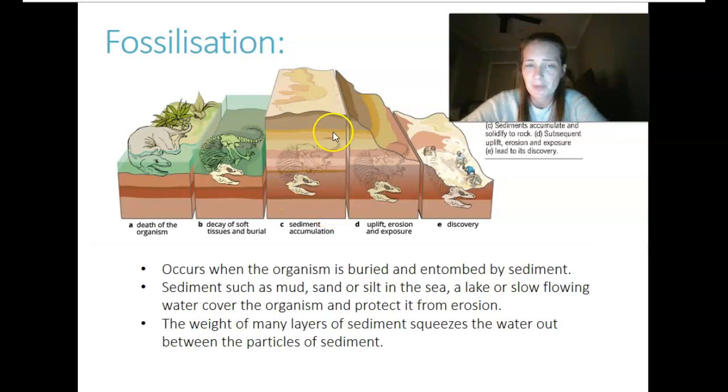Step 3, sediment piles on top. It's a bit of a few part process here. So we've got not only the accumulation of sediment in many layers going on, as each layer is built on top, it's placing a huge amount of pressure on the remains underneath. And what that's doing is squeezing out all of the water from in between the material that's taking place here.